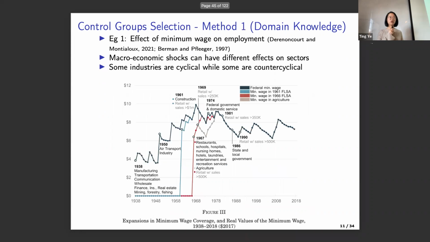So I'll give an example of how we select the control group. This example is based on domain knowledge and this interactive fixed effect model. So this is to study the effect of minimum wage on the employment level. And using the standard DID design, you will choose a treated group and then a control group that satisfy the parallel trends assumption.